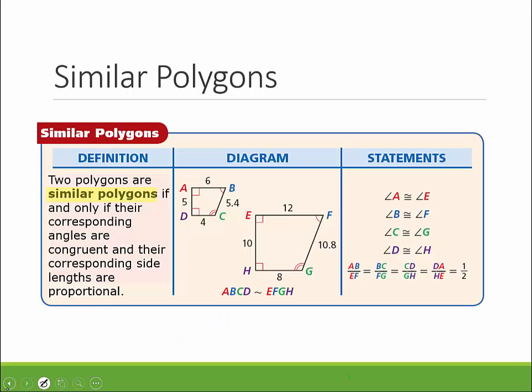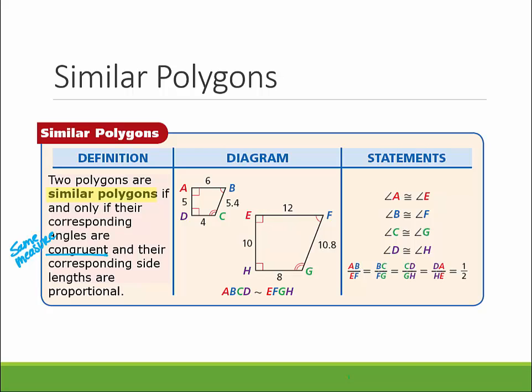So the definition of a similar polygon says that two polygons are similar if and only if their corresponding angles are congruent. So remember that means same measure. And their corresponding side lengths are proportional. So that's why we talked about ratios and proportions. We need to line them up.